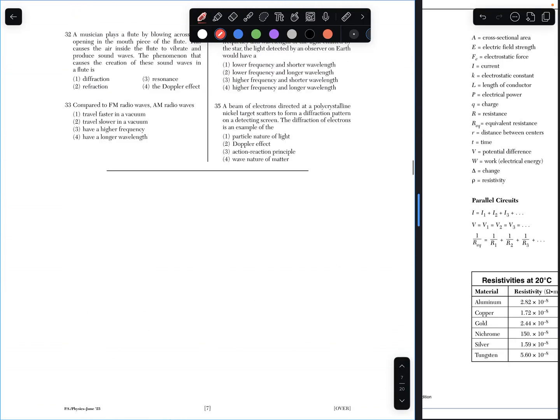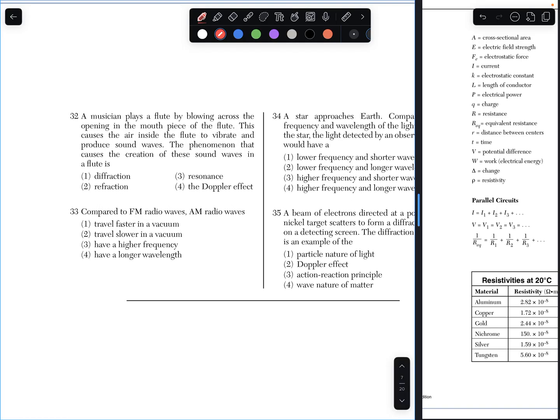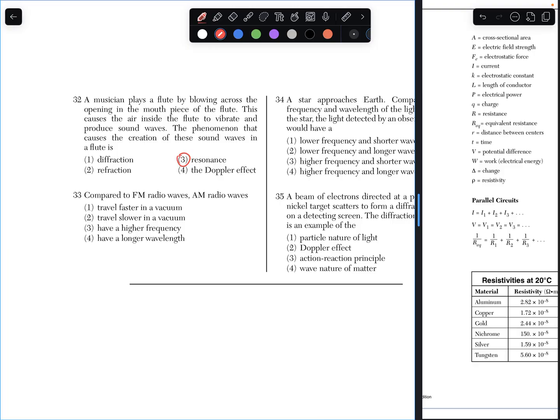Okay. A musician plays a flute by blowing across the opening in the mouthpiece of the flute. This causes the air inside the flute to vibrate and produce sound waves. This phenomenon that creates these sound waves in a flute is called... So this appears a lot as resonance. When you have something that's vibrating, it's resonant. It might also be like when you hit a fork and then something else starts to vibrate. When you have these vibrations, it's probably resonant. Diffraction and refraction are more about light, and the Doppler effect is more like when you have sound that's moving, like an ambulance or a police car.